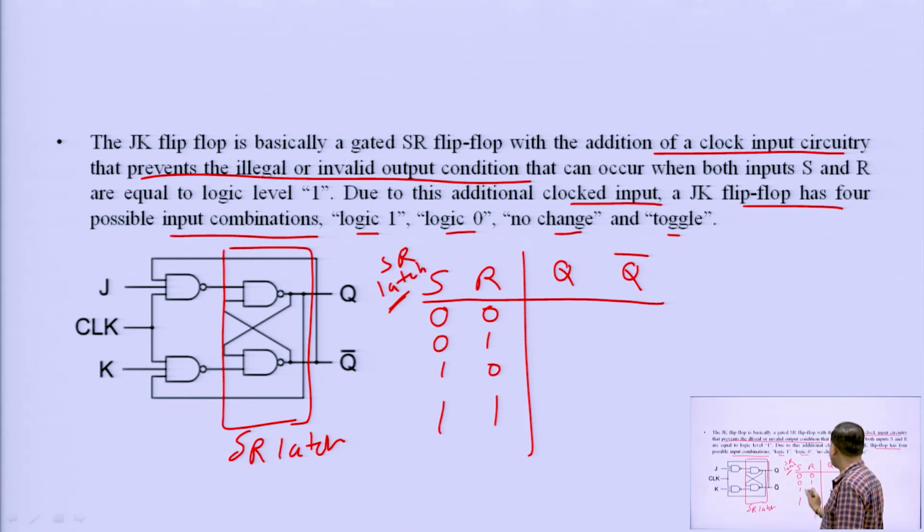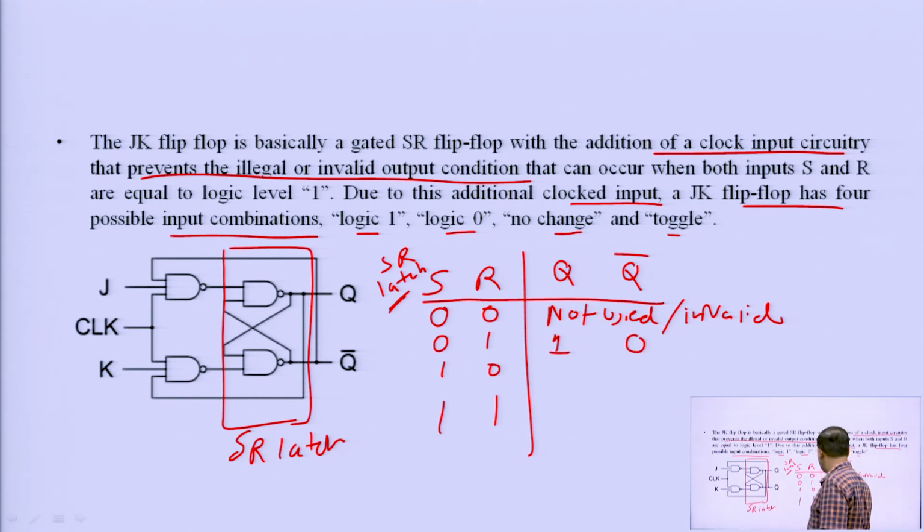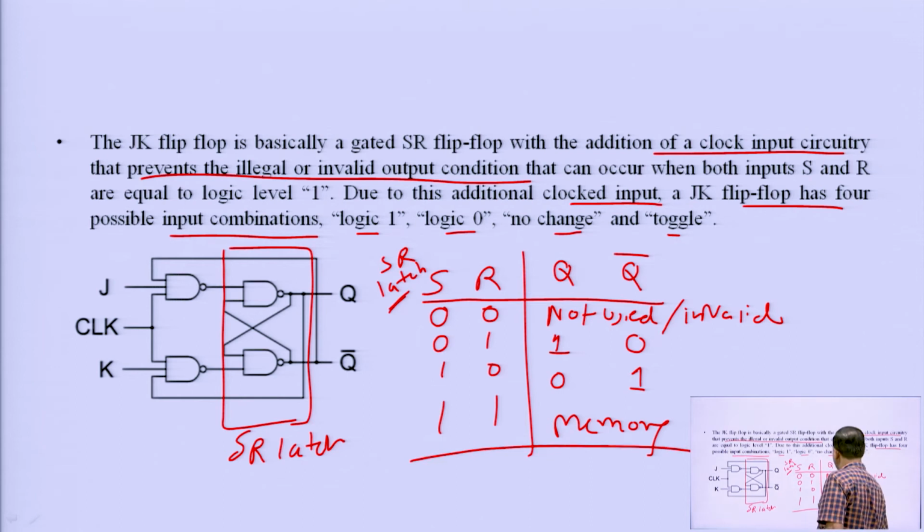Here you can see when both are 0 0, it is not used or invalid. When 0 1, it will be 1 and 0, for 1 0 this will be 0 and 1, and for 1 1 the condition will be memory. So, this is the truth table of SR latch. We will use this when we check the truth table of JK flip flop as well.